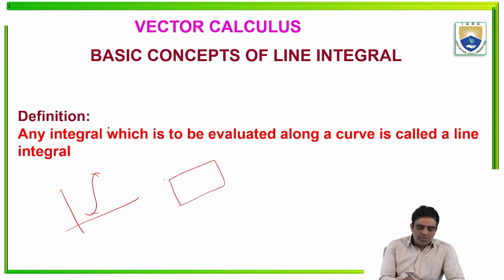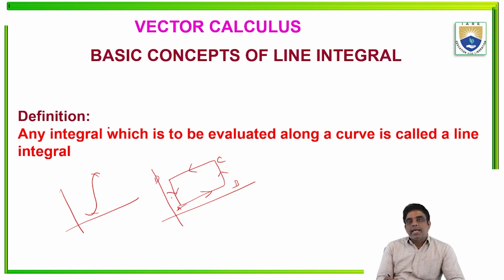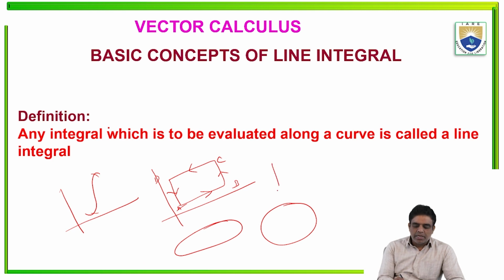Suppose you want to evaluate the line integral along the square or along the rectangle, so from A to B and B to C, C to D, that integral is called the line integral. So along a circle, which is a 2-dimensional figure, along an ellipse, along some curve, along some parabola. So these are called the evaluation of integrals along the curve, and these are called the line integrals. So any integral which is to be evaluated along a curve is called a line integral.